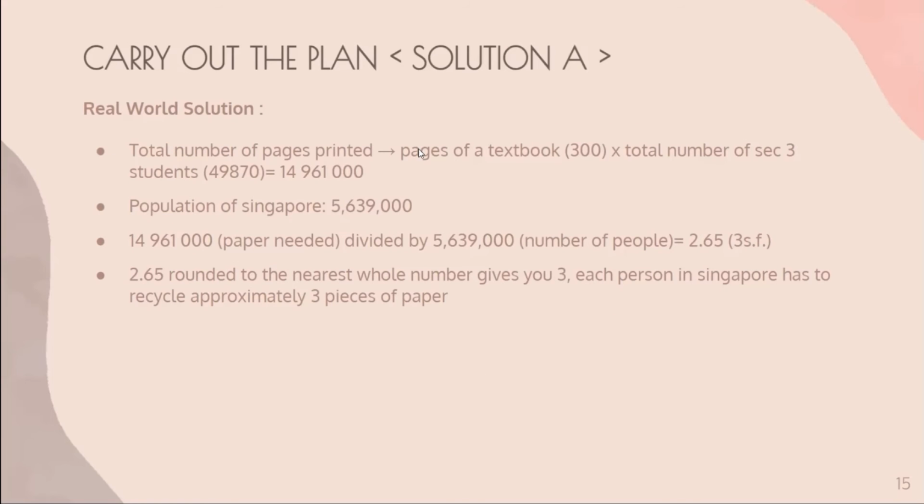For the real-world solution, or solution A, we found the number of papers each person in Singapore has to recycle, first by using the total number of pages needed for all the textbooks, dividing it by the total population of Singapore. With the number of 2.65, it rounds up to the nearest whole number of 3, meaning that each person in Singapore has to recycle a total of 3 pieces of paper each.